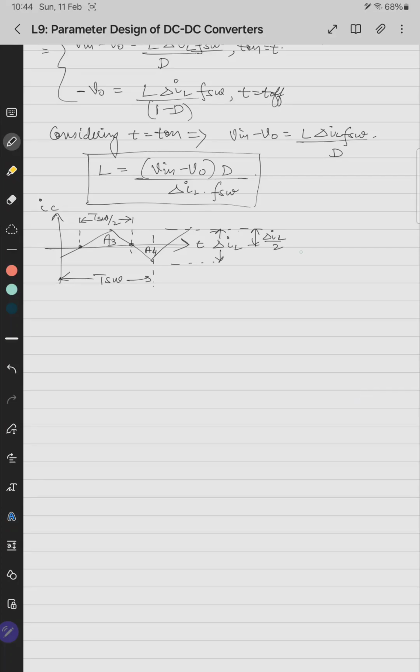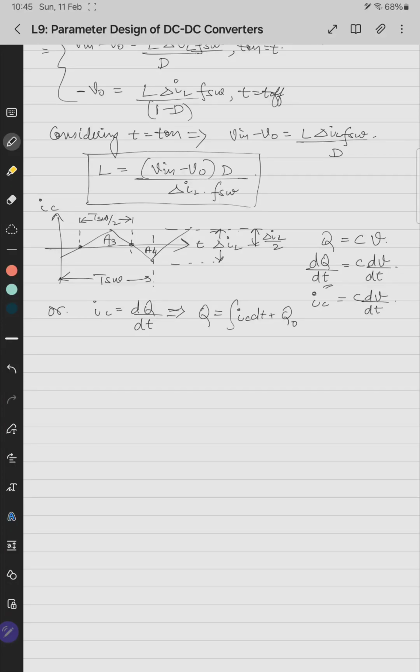So you know that Q equals C into V. If we differentiate this equation with respect to time, dq by dt is C into dV by dt. So the rate of change of charge, you can write as capacitor current, equals C into dV by dt. IC is dq by dt. So you can write Q as integral IC into dt plus Q naught. Q naught is the initial charge on the capacitor. Let's assume that initially the capacitor is discharged. So Q is integral IC dt, so it is the area under the IC versus time graph.